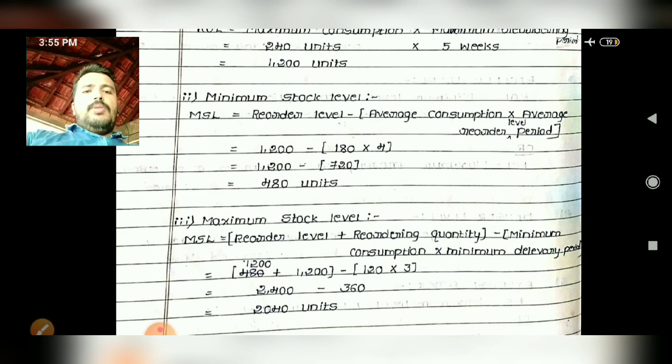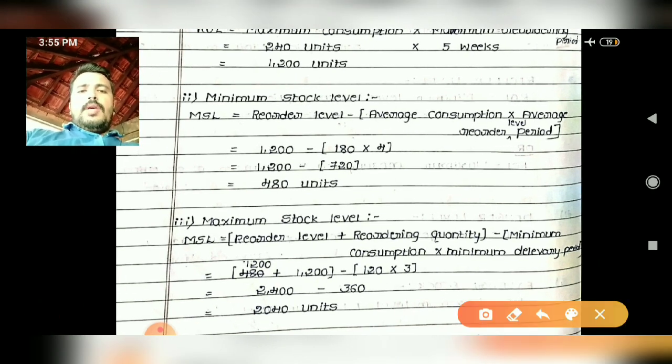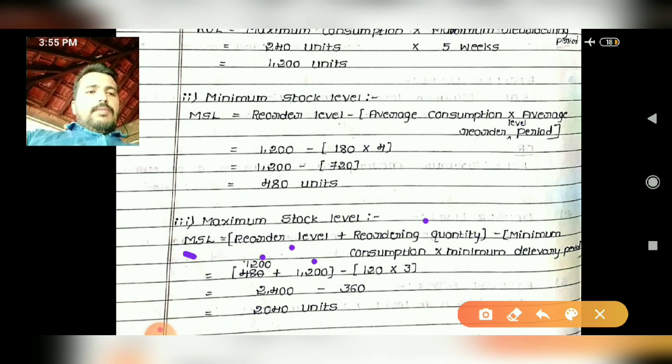Maximum stock level you have to calculate. So MSL, maximum stock level, the formula you have to write. A bracket is to be opened, then reorder level plus reorder quantity, then close the bracket, minus, again in a bracket, minimum consumption into minimum delivery period. Reorder level you have calculated as 1200, and reordering quantity is given in the question.